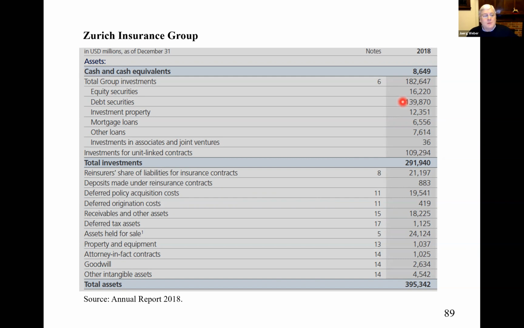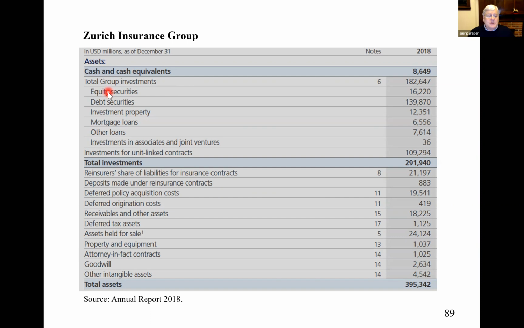But insurance companies also invest into property, into real estate, particularly in Switzerland. So they have here also $12 billion of real estate. In Switzerland, it's quite common that people rent apartments, and a lot of those apartments are actually owned by insurance companies. But the most important item is actually here, those debt securities.